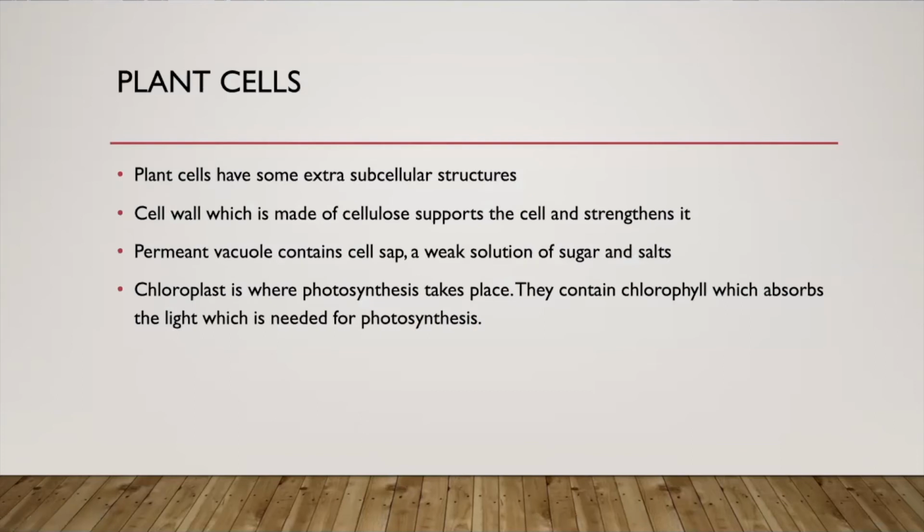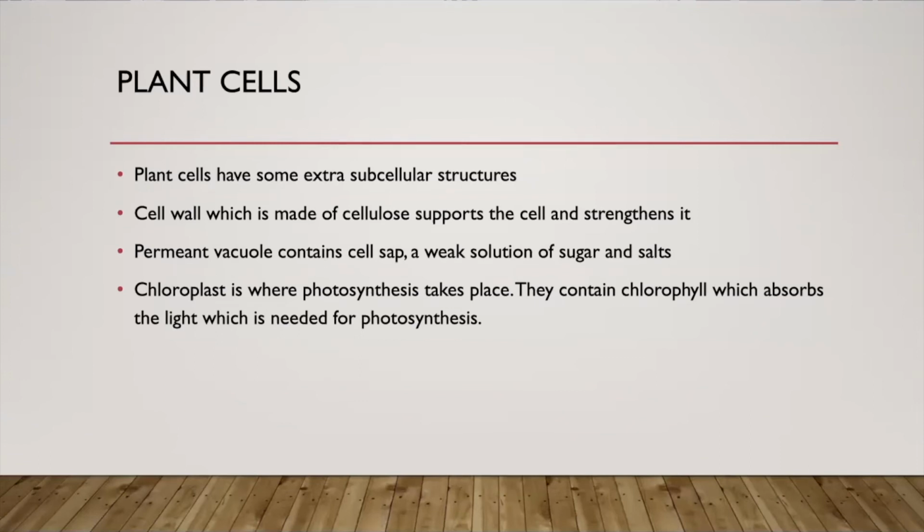So we have plant cells. These are also eukaryotic cells, and they contain the same subcellular structures as animal cells. However, they have some extra subcellular structures. So we have the cell wall, which is made of cellulose. This supports the cell and it strengthens it.